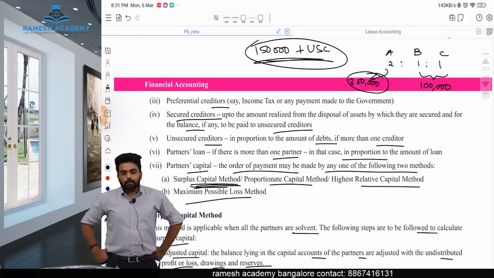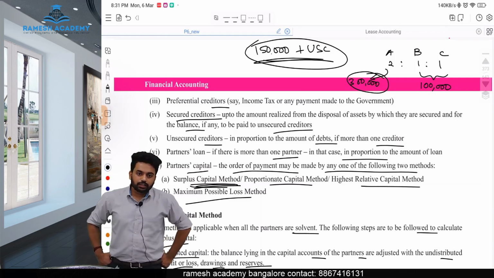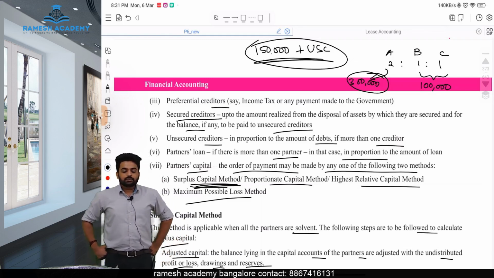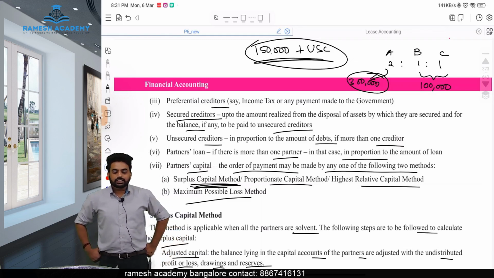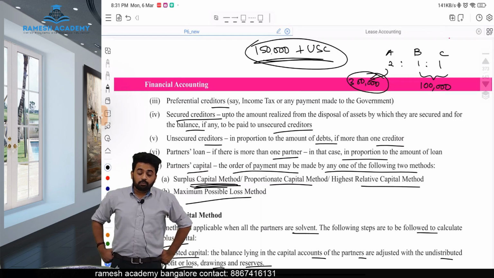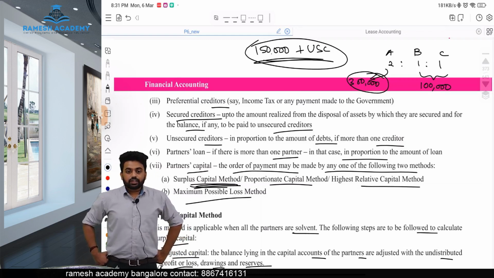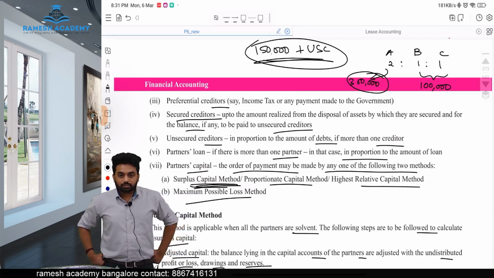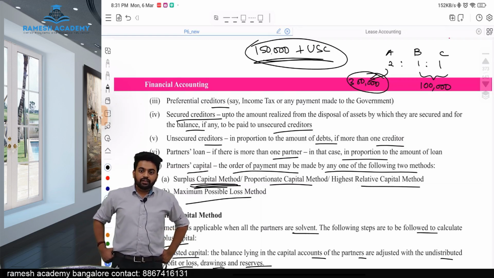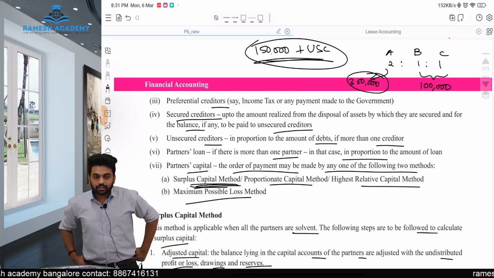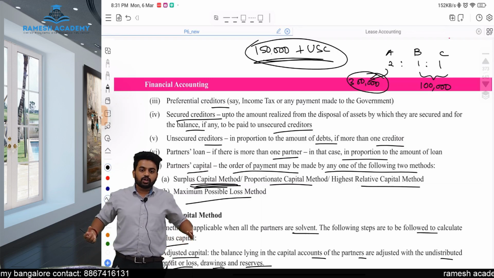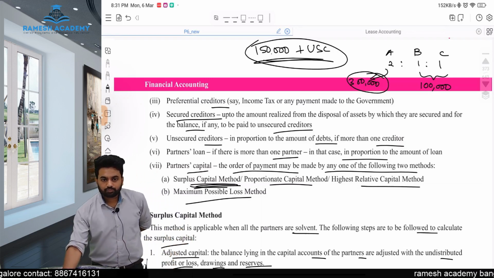The first method, the surplus method, will be applied where all the partners are solvent. The second method, that is the maximum possible loss method, will be applied where all the partners are not solvent, some among them might be insolvent.